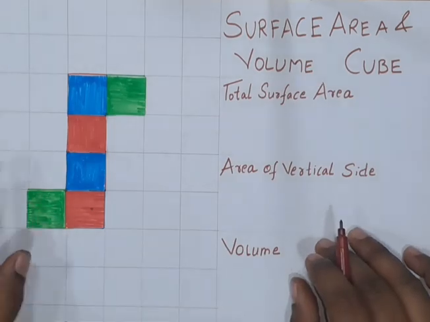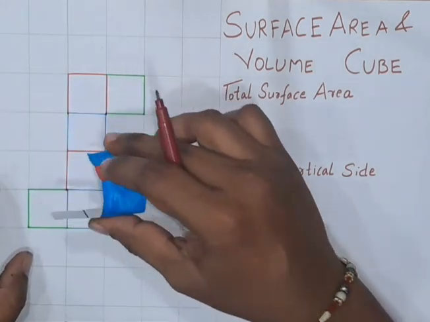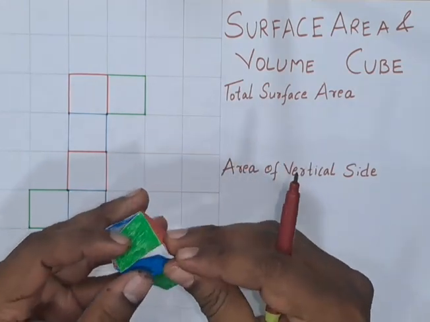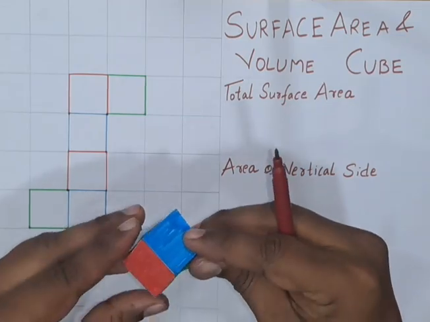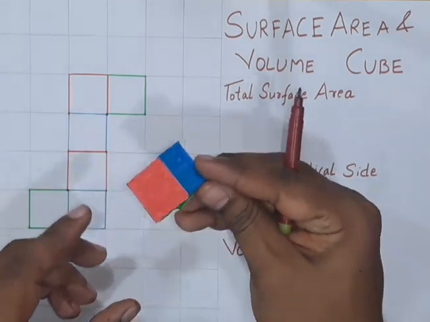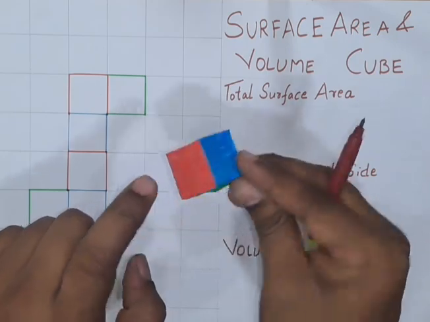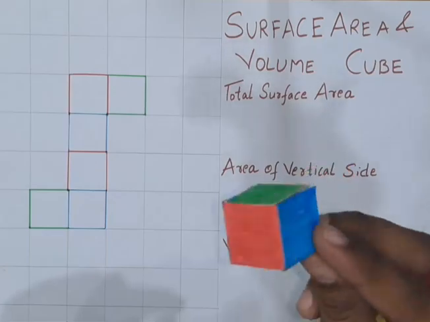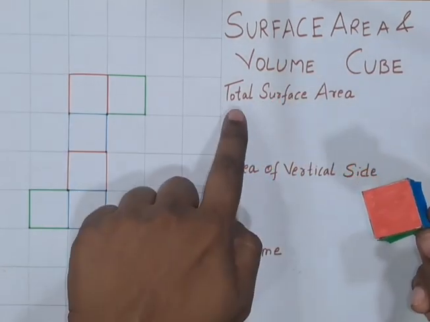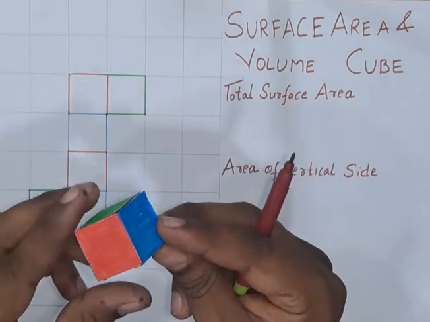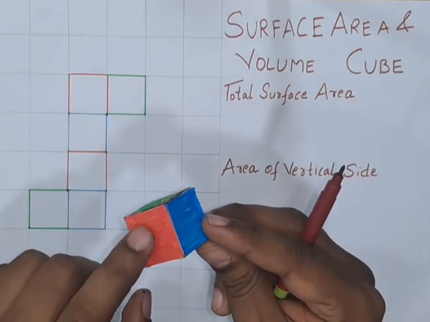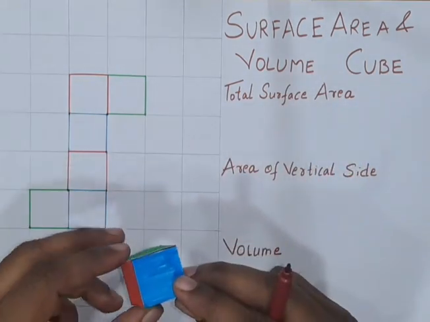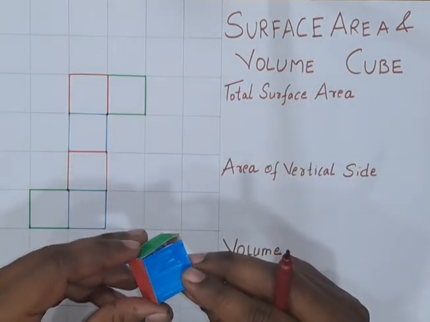So to understand this, let's take a cube. This is just a figure I have made to understand, and you can also make it at your home just to understand how the cube is. So we can see this is the cube, with sides blue, red, and green. For the total surface area, you can see there are 6 sides: 2 red, 2 blue, and 2 green. So we need to find out the area of those surfaces.